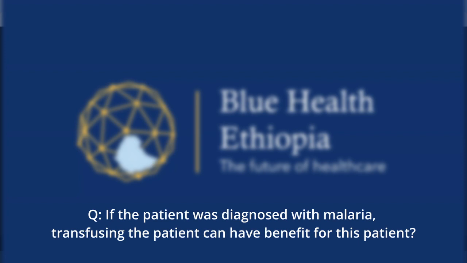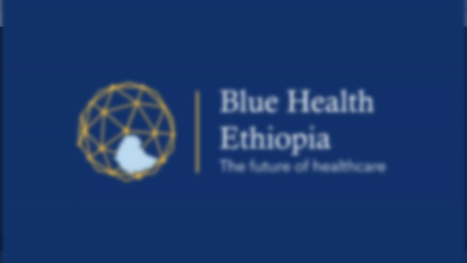Thank you so much. Very practical question. Malaria patient, the cause of anemia, if it is due to malaria, unless the patient is symptomatic, we treat the malaria. But if the patient is symptomatic and the patient is having malaria, we can treat both at a time because we cannot wait for a symptom. We may lose the patient.